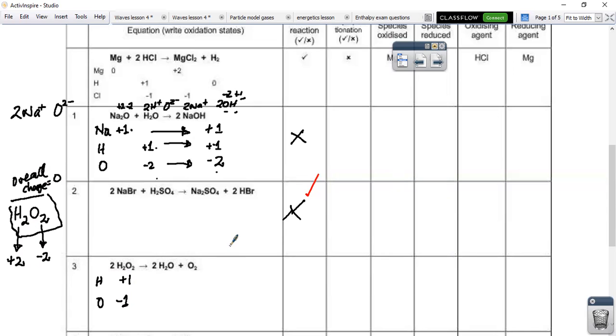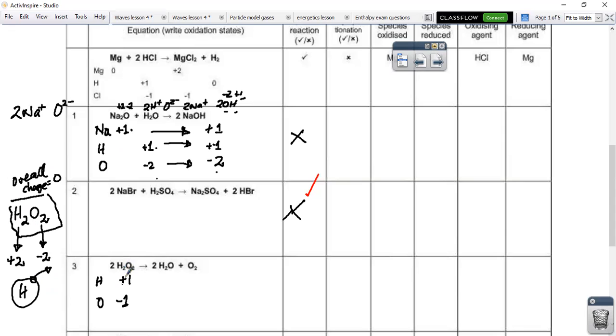Oh, I did it the other way around. I did the hydrogen is +2. Okay, so you've got to think about them in ionic form. So hydrogen only has one outer electron, so it can only lose one. So its oxidation state will always be +1.